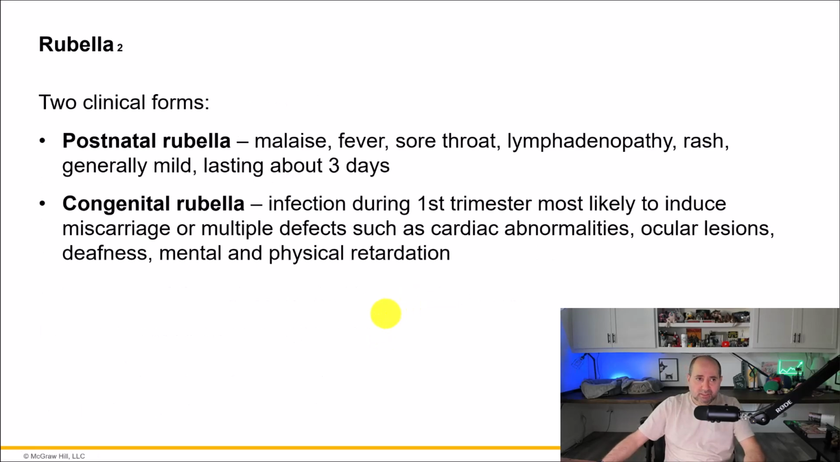And recall that rubella can affect both children and adults. As a child, if you catch rubella, this causes malaise, fever, sore throat, lymphadenopathy, rash, and it can last about 3 days. However, as an adult, you could pass it on to your child. This is known as congenital rubella, and that could lead to really serious consequences in the child if passed on.